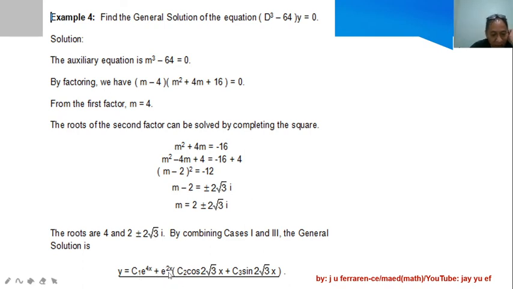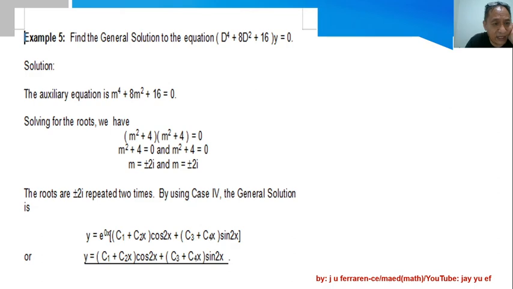Then, I have C1, C2. Then, cosine, your B is 2 square root of 3, x, then C3 sine of 2 square root of 3 x as your answer. Okay? So, that's how you solve it.